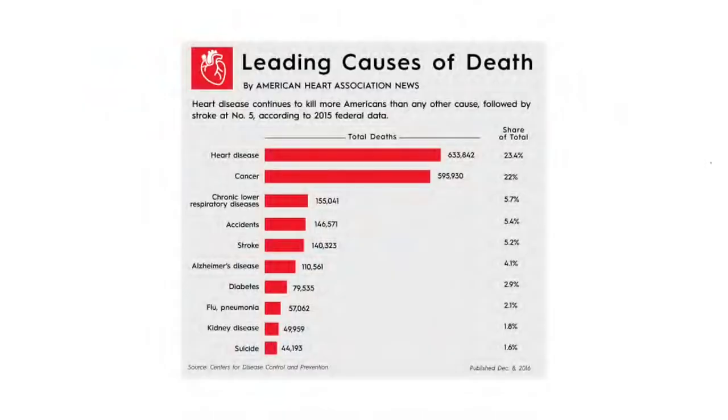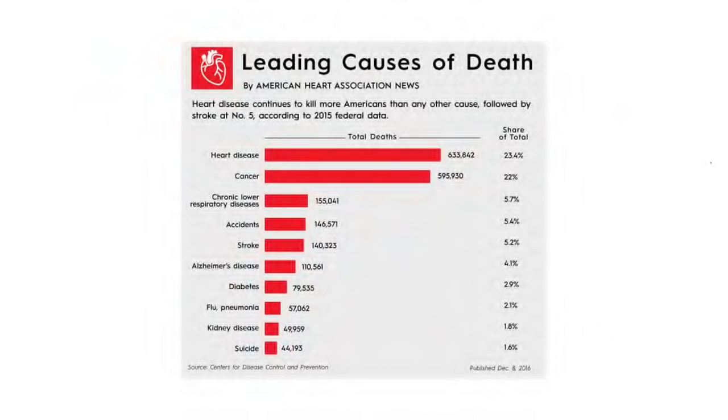So here we can see this is the United States chart, the leading causes of death. For the most part, it is heart disease, which is cardiovascular disease. And then we have cancer. Then we have lower respiratory diseases. We actually still see accidents as 5% of the causes of death. We see stroke as 5% of the causes of death. Alzheimer's, which is an elderly disease as well.